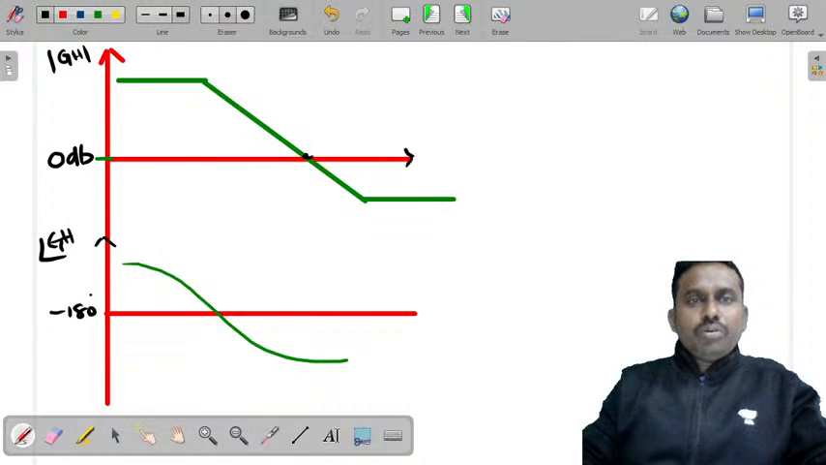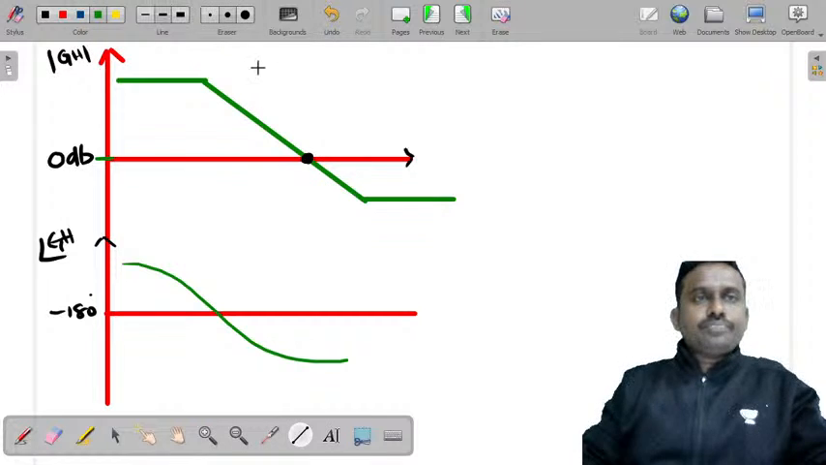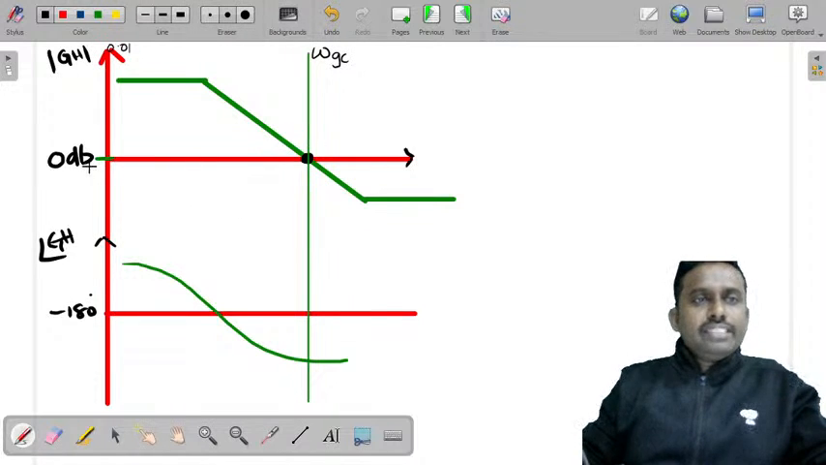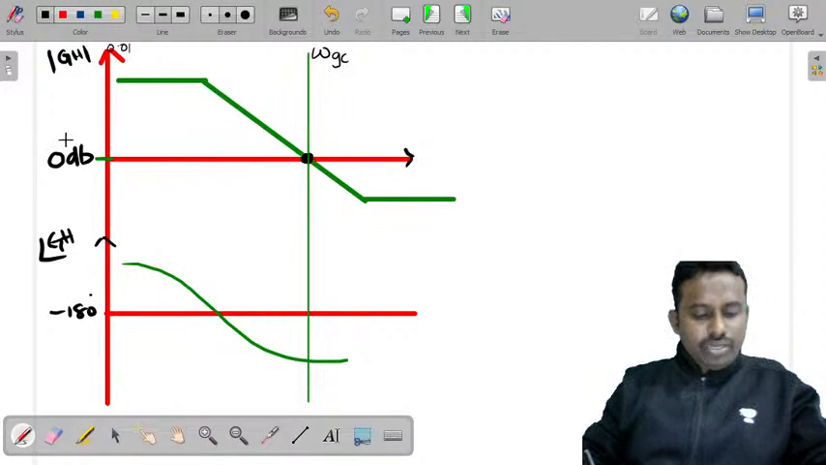Now at this point the magnitude plot is intersecting the 0 dB line. We call this the gain crossover frequency. These are all the frequencies; the first line, let us say, is 0.01 or 0.1, and this will become the gain crossover frequency omega GC, because it is the frequency at which the magnitude is equal to 0 dB. So this magnitude, in green color, is intersecting the 0 dB line, and this frequency is called the gain crossover frequency.